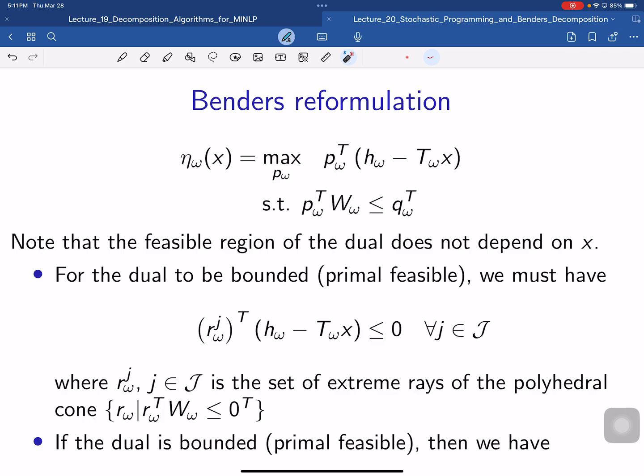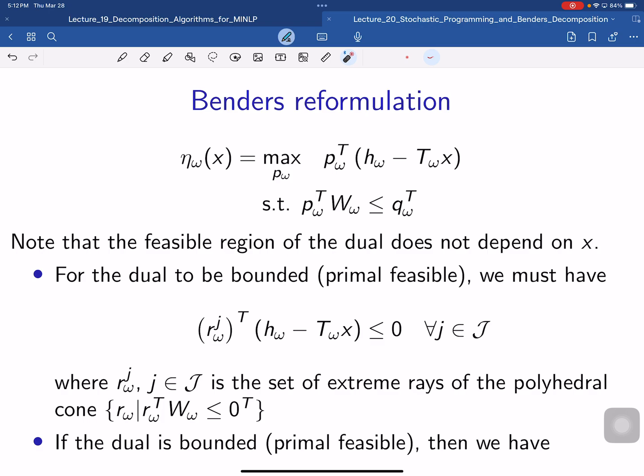Remember when the dual is unbounded, that means there exists an extreme ray that will lead your solution to plus infinity, right? So in other words, if you want x to be feasible, then all those products must be less than or equal to 0. So all the products of extreme rays with respect to these coefficients in the second stage must be less than or equal to 0. If x satisfies this condition, then we know that the dual problem is bounded.